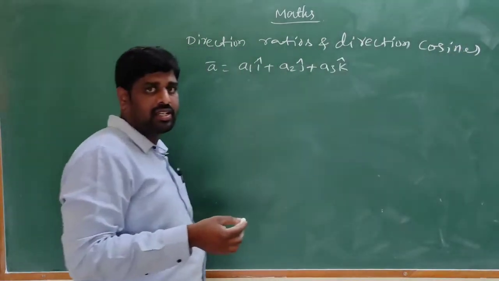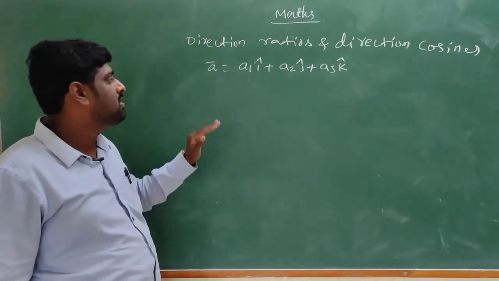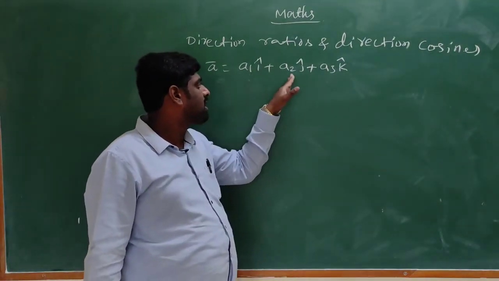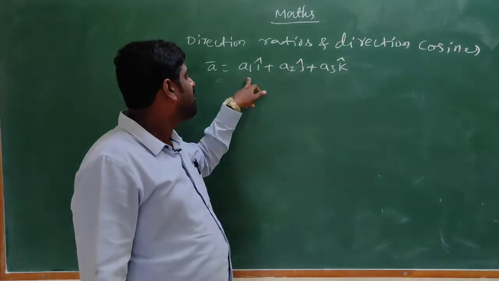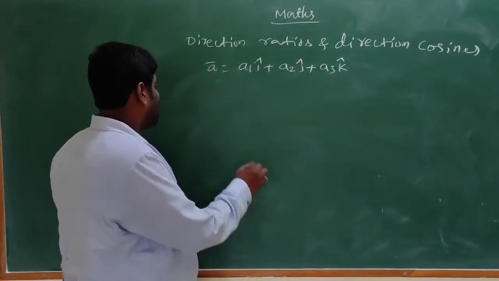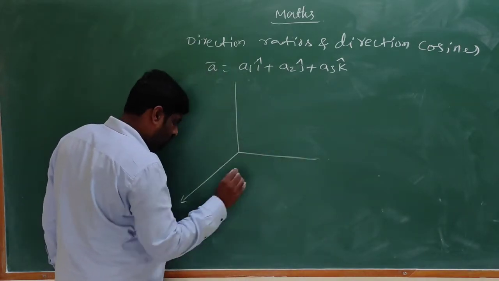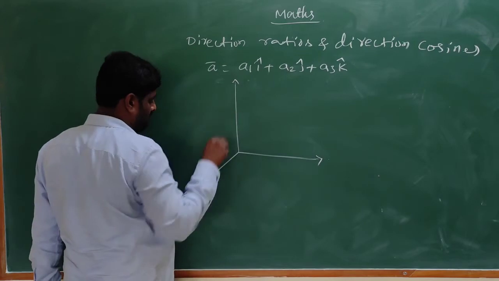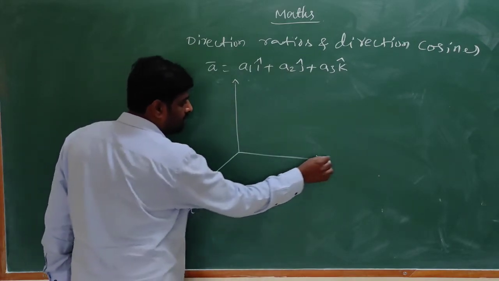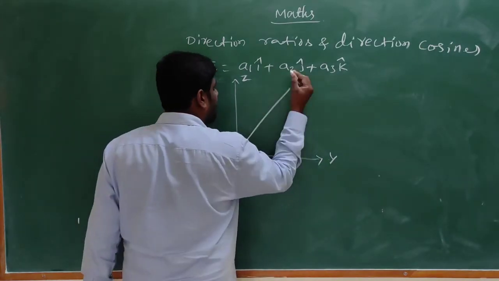Direction ratios are the components of a vector. That means a bar is equal to a1i plus a2j plus a3k, and here a1, a2, a3 are direction ratios. Next, direction cosines. This is the x-axis, this is the y-axis, this is the z-axis, and this is a line segment.